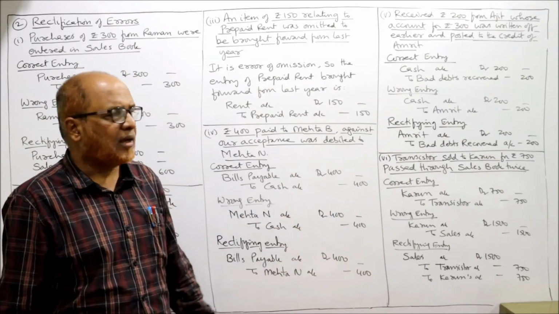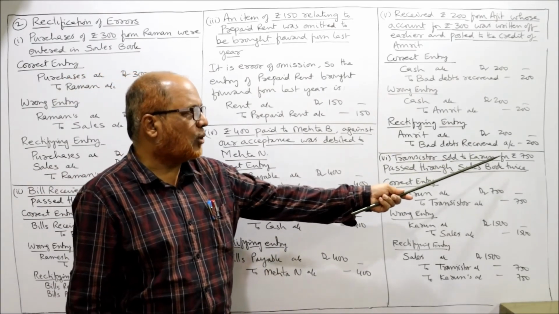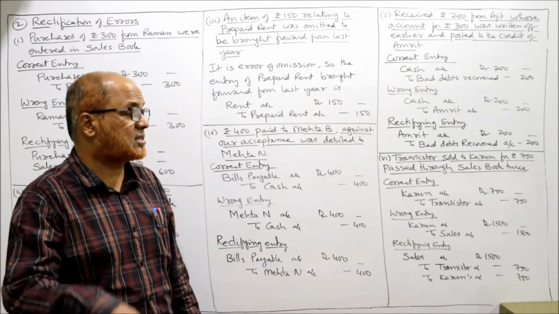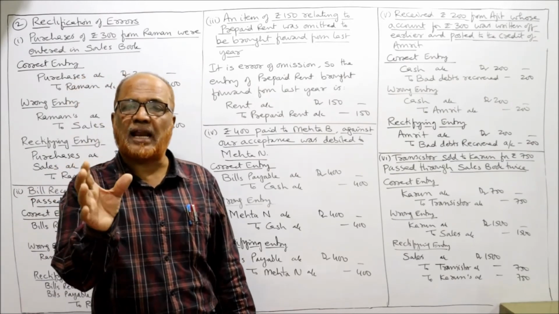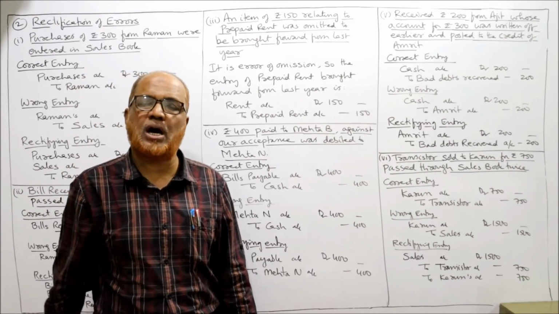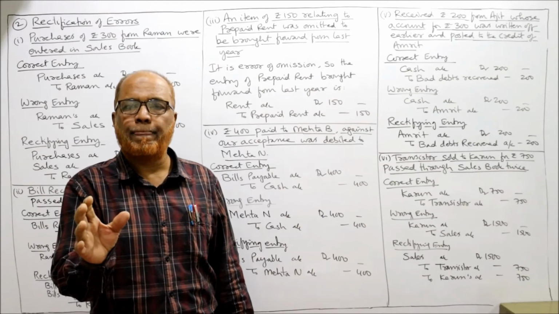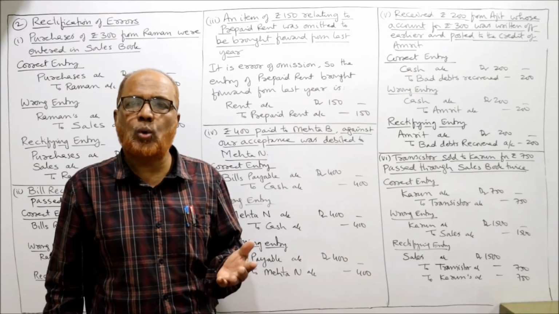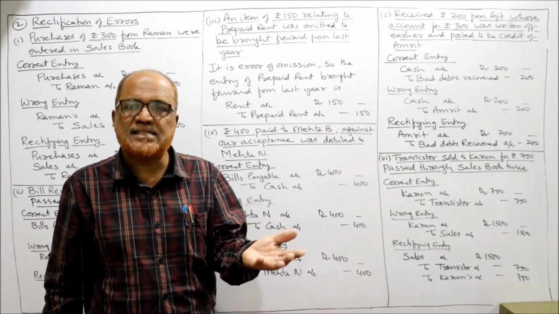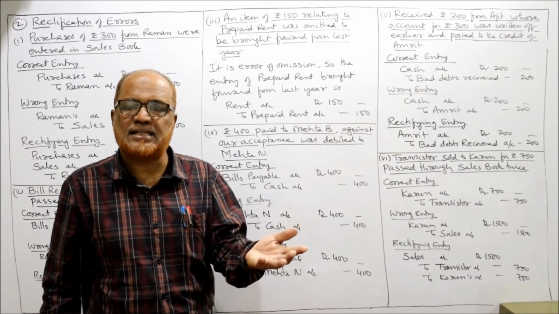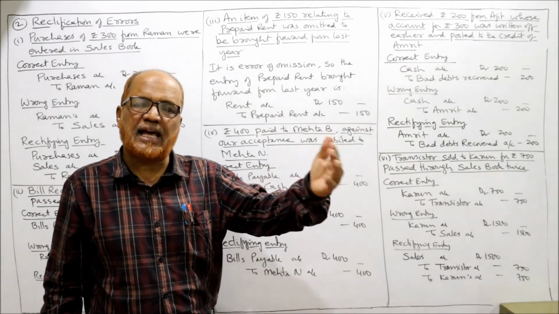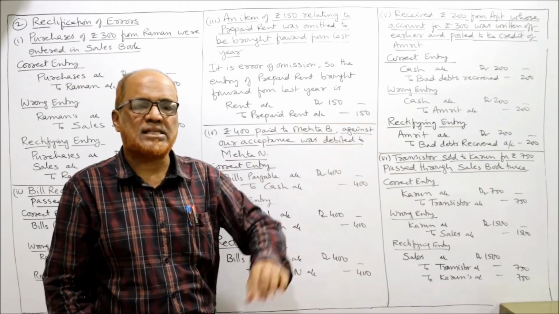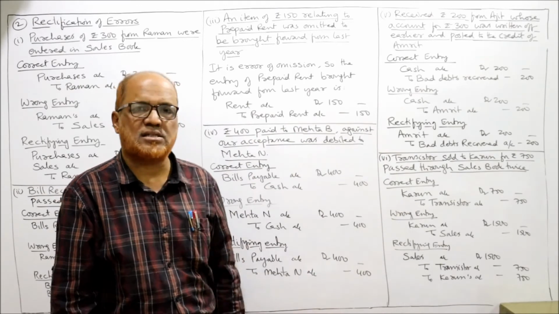Last one. Transistor sold to Karun for rupees 750, passed through sales book twice. First of all, a transistor is sold to Karun. So the entry will be Karun account debit to transistor account. We are not selling goods, we are selling an asset. Transistor is an asset. So when we sell the asset, the entry will be Karun account debit to transistor account.